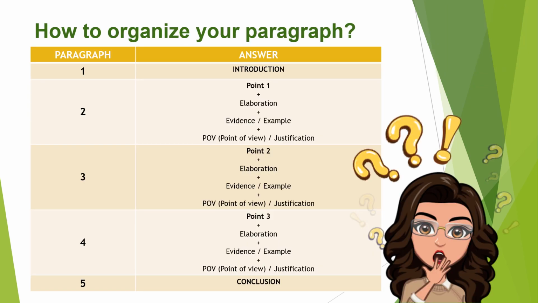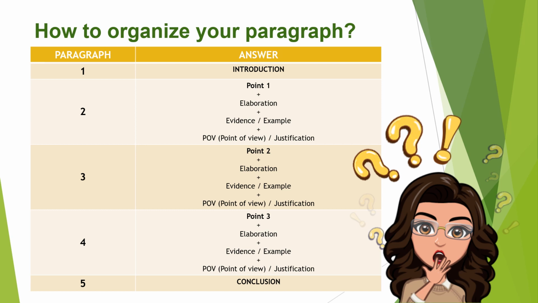Okay, how to organize your paragraph. It is advisable for you to write in paragraphs instead of writing in one paragraph. Many students make the mistake of writing everything in one paragraph. Now that is not the right way. Now if you can't write 5 paragraphs, at least try to write 3 paragraphs. So you have your introduction followed by your content and then ending with your conclusion. Okay, the ideal number of paragraphs is 5, as you can see here.